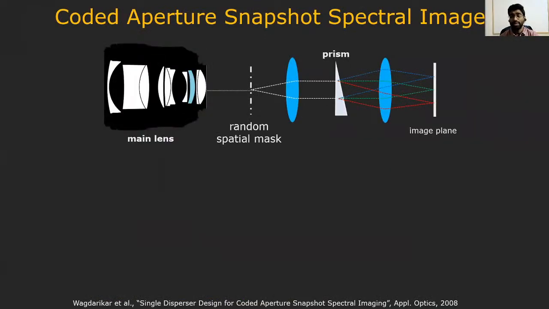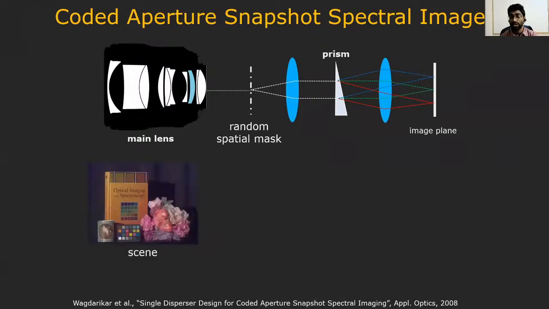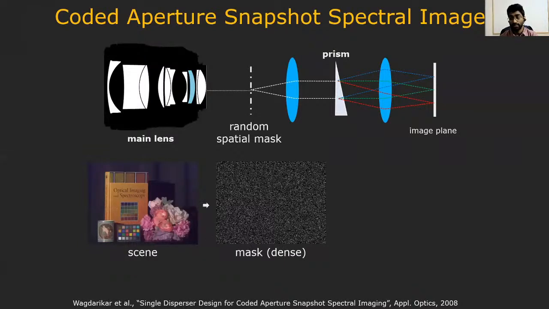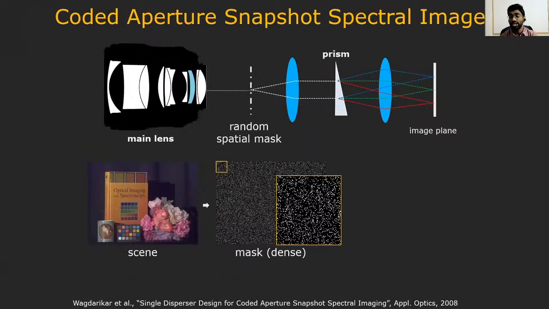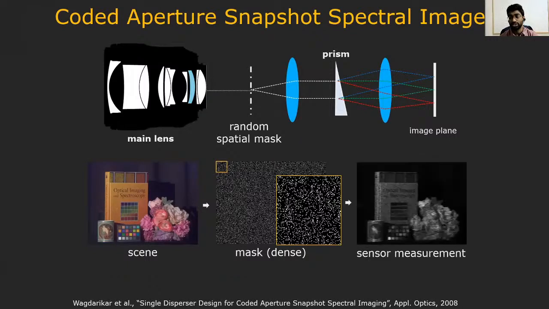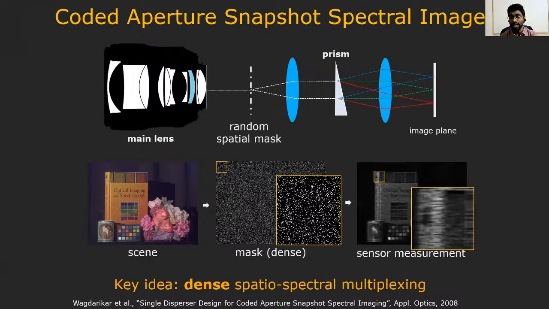The second class of imagers rely on compressive sensing, where the setup captures far fewer measurements than the signal dimension. An ubiquitous setup in hyperspectral imaging is the coded aperture snapshot spectral imager, or CASSI. CASSI replaces the slit in push-broom camera with a random and dense mask. The sensor now measures spatially and spectrally multiplexed images of the scene. The key idea here is that the measurements are densely multiplexed.